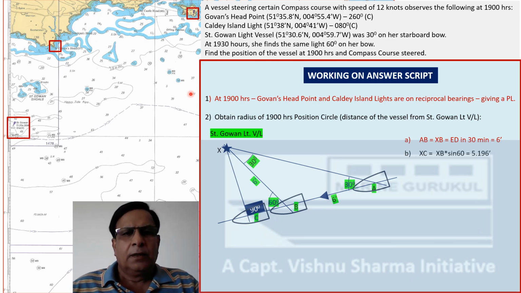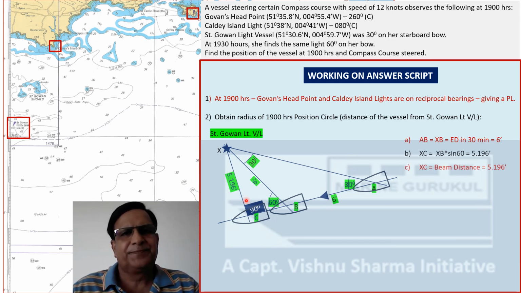Then, using the triangle XCB, which is right angled at C and angle B being 60 degrees and side XB being 6 miles, we can get XC, that is the beam distance of St. Gowan light vessel, which is XB into sine 60, which is equal to 5.196 miles. This is the beam distance of St. Gowan light vessel from the ship.